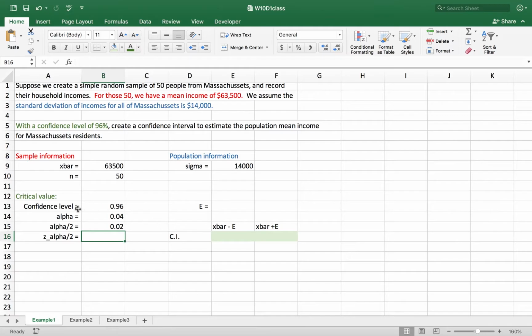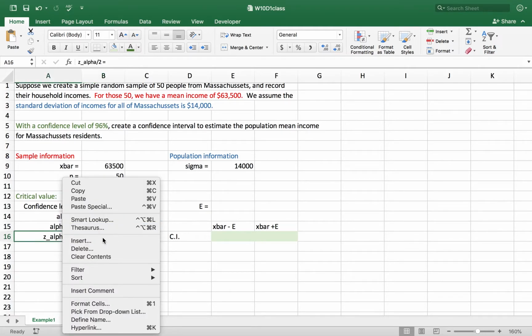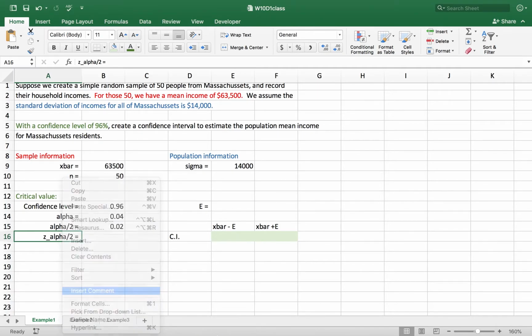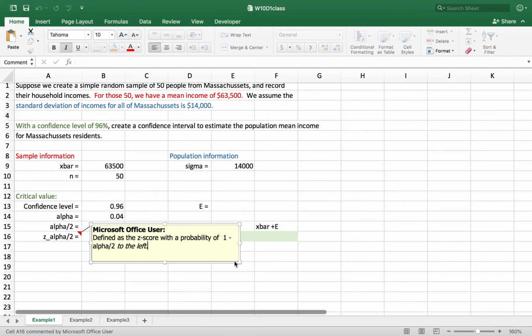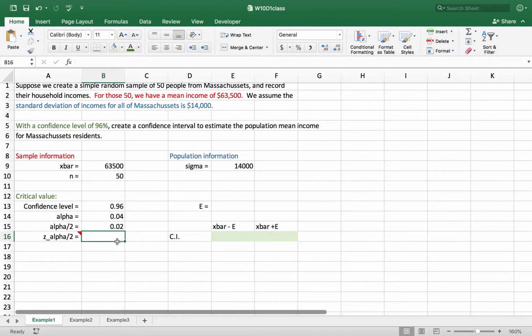And finally, remember that Z alpha over 2 is defined. We can insert a little comment for ourselves here. This is defined as the Z-score with a probability of 1 minus alpha over 2 to the left, all right? And the reason that we care about the area to the left is because we're going to get our answer out of this from the norm.s.inverse function. And all of our Excel functions work with left-hand areas. So leave yourself that little note.